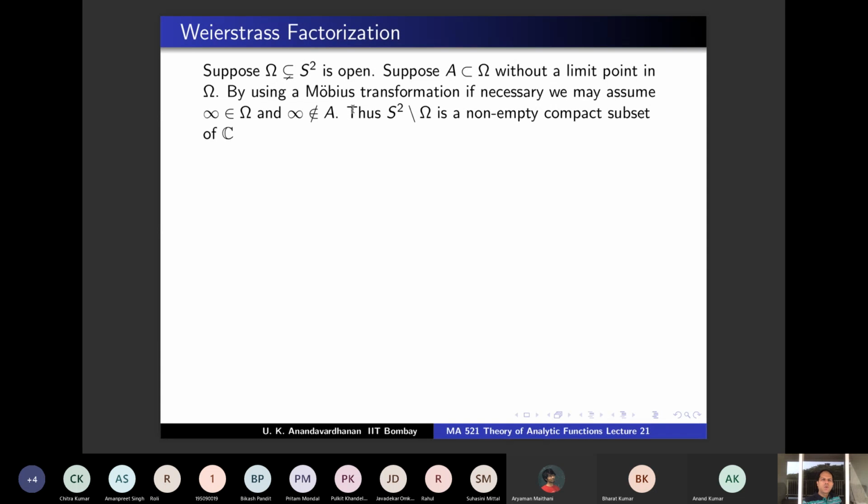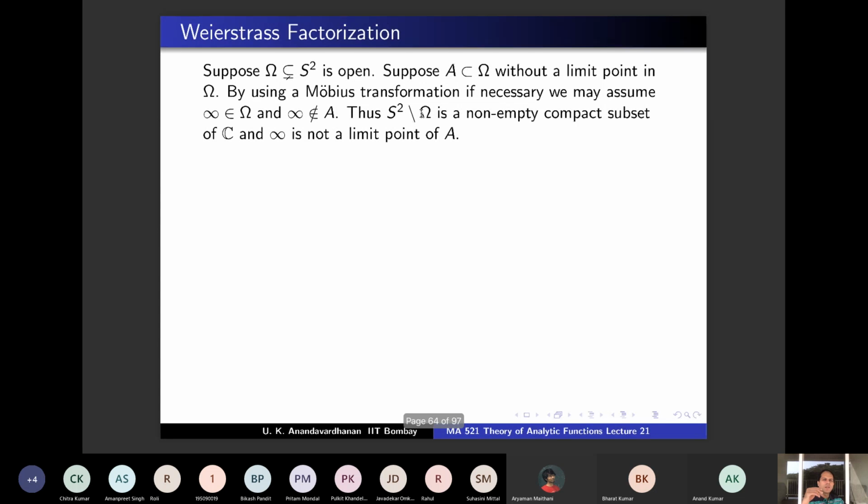So omega is an open set, so S2 minus omega is not the whole of S2, so this is non-empty. S2 minus omega is non-empty, and S2 minus omega is compact. It is compact because omega is open in S2, so S2 minus omega is a closed subset of S2, and S2 is compact. But it's a compact subset of C. Why? Because infinity is in omega, so infinity is not part of S2 minus omega. So S2 minus omega is actually a compact subset of C because infinity is not there.